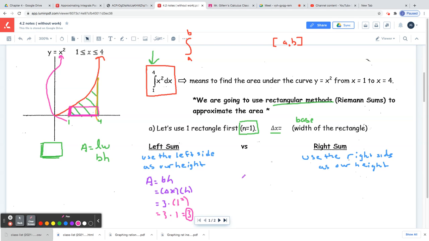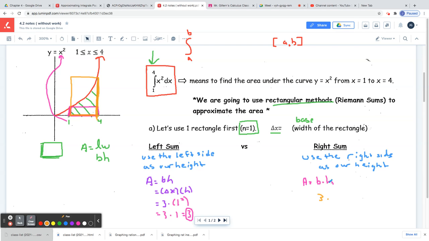Now, let's do the right sum, then I'll ask if there's any questions. Same thing, base times height. The base is still going to be 3, since delta x is 3. That's the width. The difference is now we're going to use the right side as the height. So we're going to go to 4 because that's the right. 4 is on the right, 1 was on the left. So now we're finding the area of this orange rectangle, which is much bigger than that green, so it's going to be an over approximation.